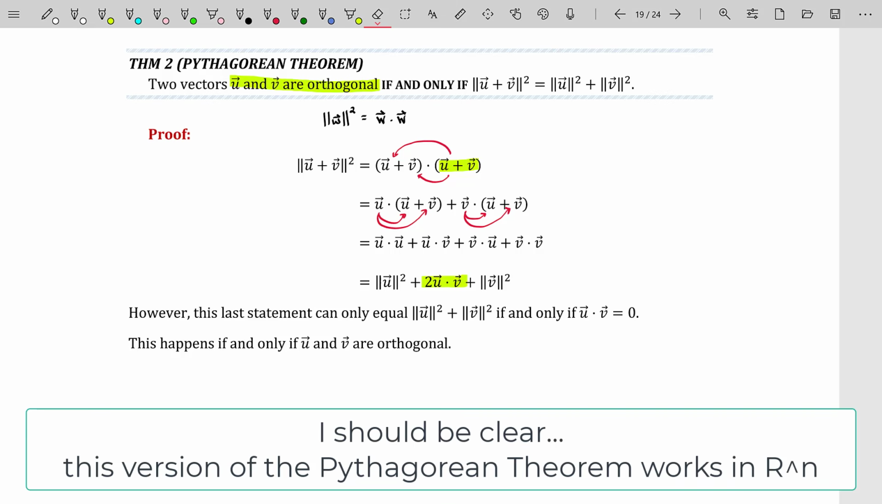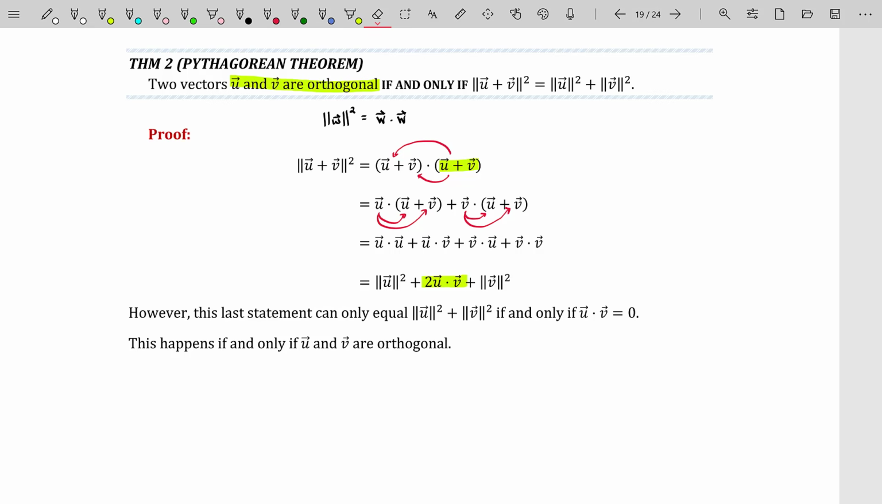Now there's nothing else that I have for you in this video because this is just an introduction to orthogonal vectors. The main thing that you want to take away from this video is that two vectors are orthogonal if their dot product is 0, and orthogonality is just the n-dimensional version of perpendicularity.